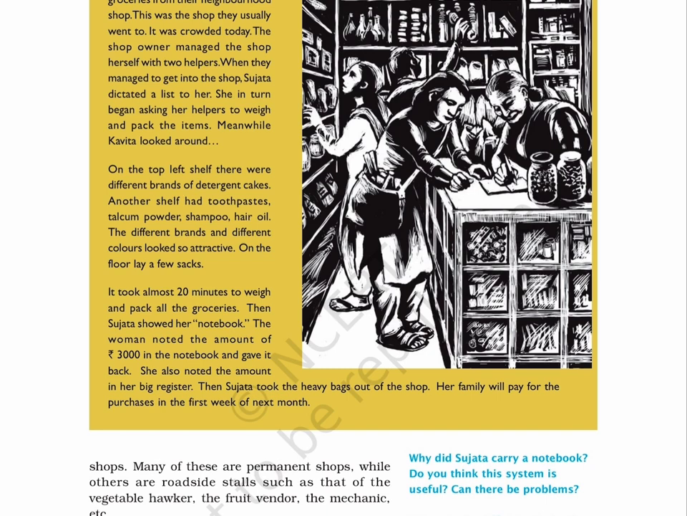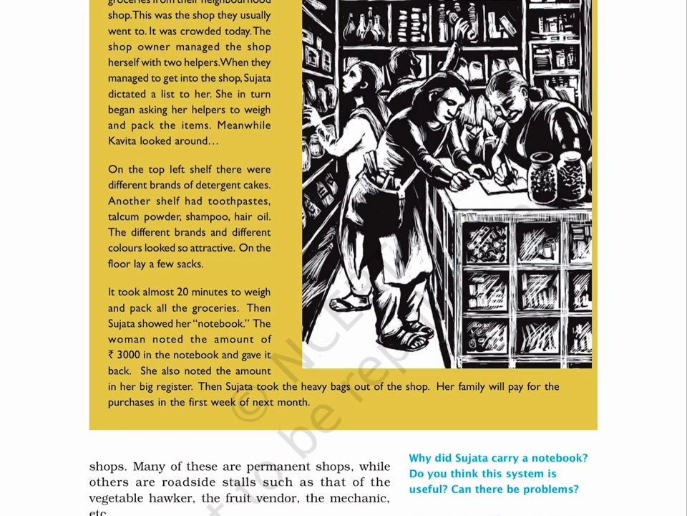Then Sujata showed her notebook. The woman noted the amount of rupees 3,000 in the notebook and gave it back. She also noted the amount in her big register. Then Sujata took the heavy bags out of the shop. Her family will pay for the purchases in the first week of next month.